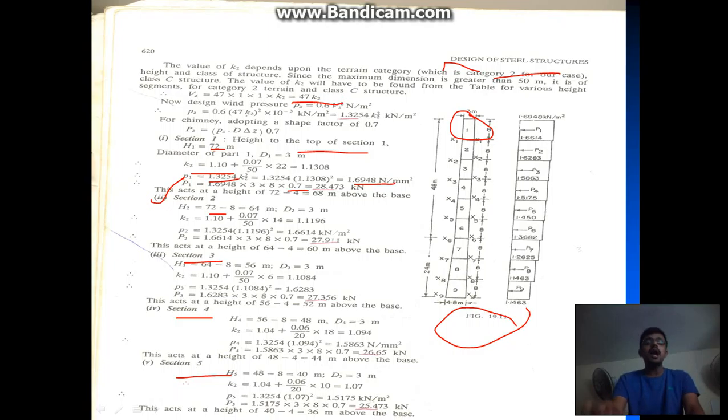So we have to divide all our sections into a typical height of 8 meters, and then we consider the same. And the h value has to be calculated from the ground level.